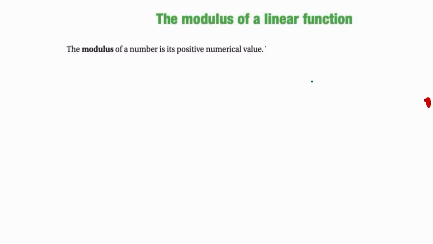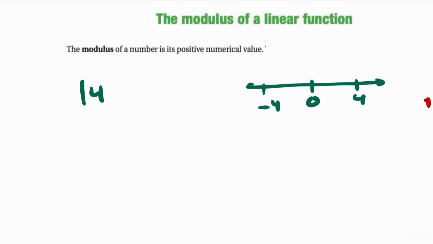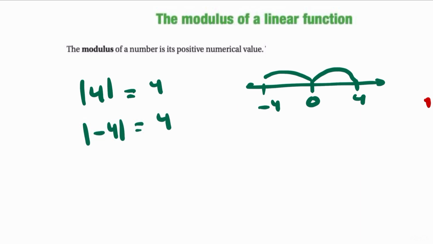That means I'm looking for the distance on a number line from 0 to 4 and from 0 to negative 4. So the modulus of 4 or the modulus of negative 4 means I'm looking for the distance from 0 to 4 or 0 to negative 4, which gives the same answer, 4 and 4, because the distance is always positive.